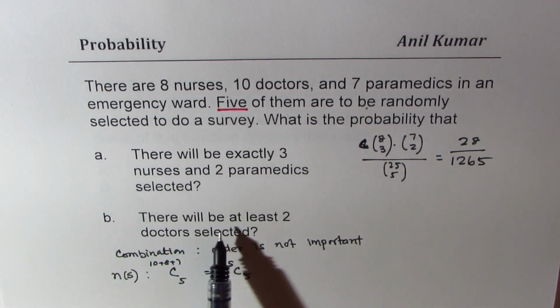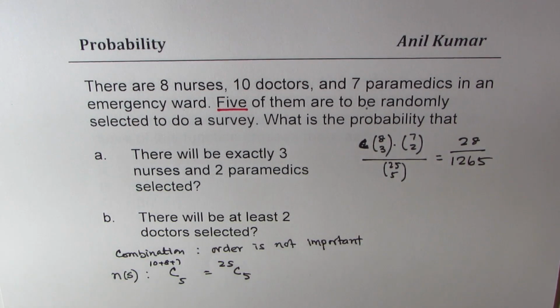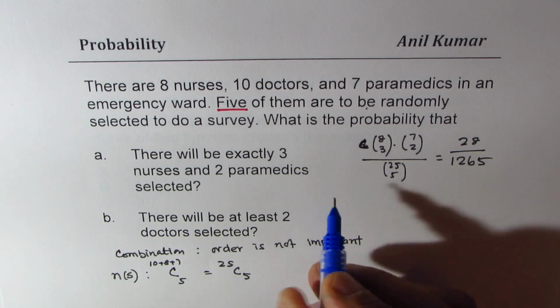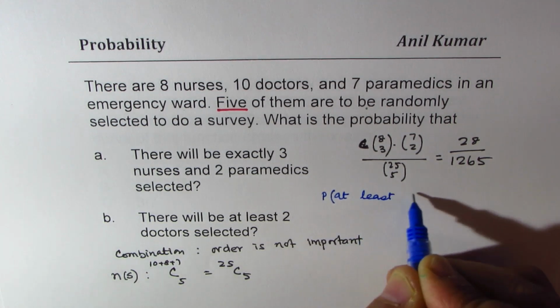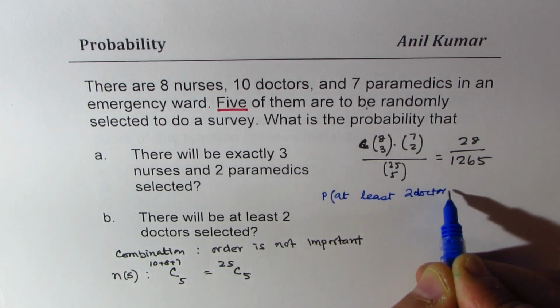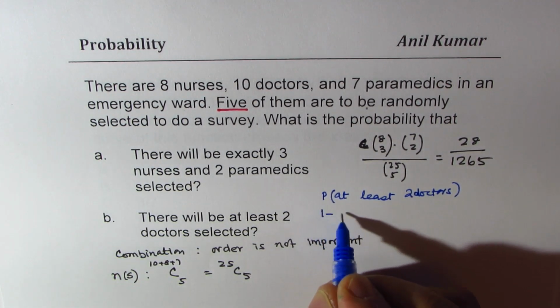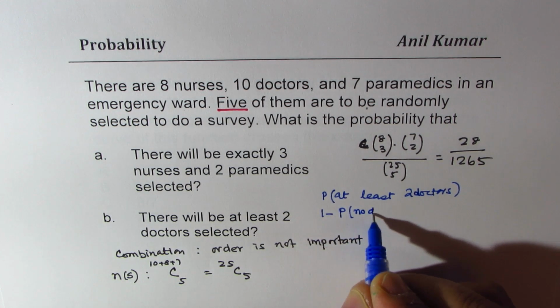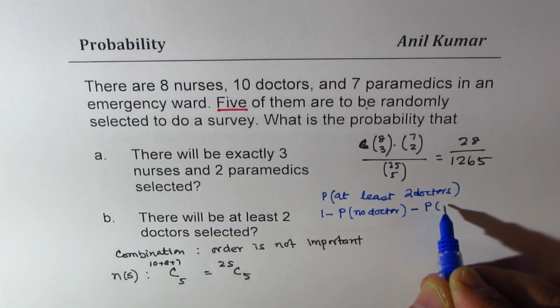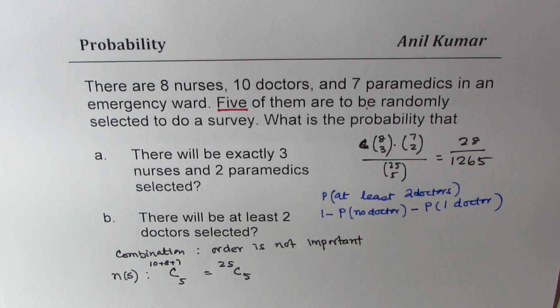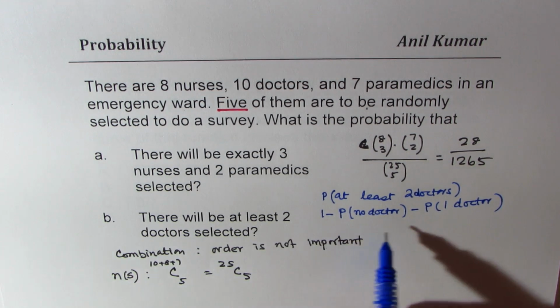The second part here is there will be at least 2 doctors. Now when I say at least 2 doctors, it means what? It means that we could do 1 minus the probability of no doctor, and also the probability of 1 doctor. So we're left with at least 2 doctors. You get an idea, right? So that is how it should be solved, right? So it is 1 minus, right?